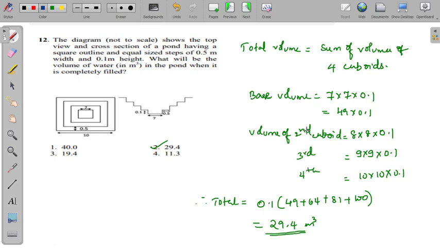Second cuboid's volume will be 8 into 8 into 0.1. Third is 9 into 9 into 0.1. Fourth is 10 into 10 into 0.1. Here 0.5 has nothing to do, but it is the width of the step.